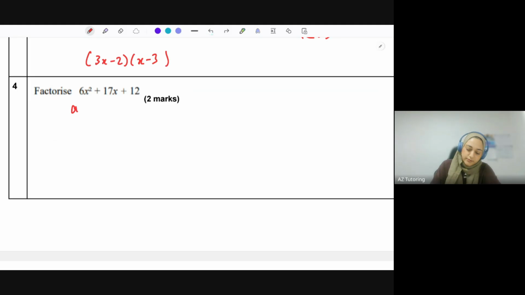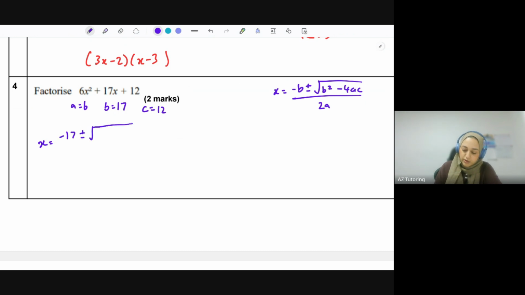A equals 6, B equals 17, and C equals 12. I've just got them from the front. Using the quadratic formula again, let me just put it down here so you can see. So x equals minus b, which is minus 17, plus or minus the square root of b squared. 17 squared is 289, minus 4 times a, which is 6, times c, which is 12. Minus 4 times 6 times 12 gives me minus 288. And then divided by 2 times 6, 2a, which is 12.